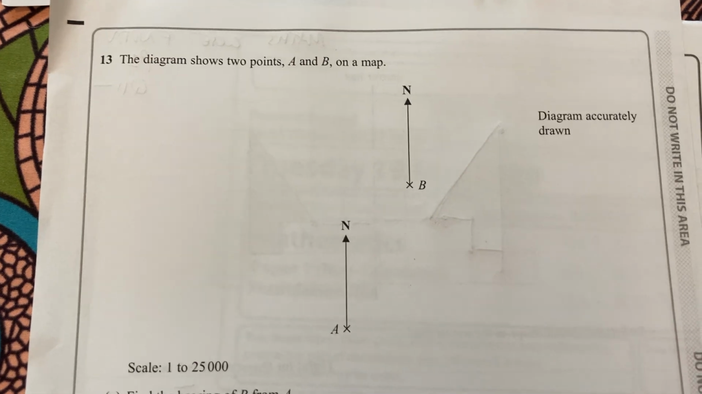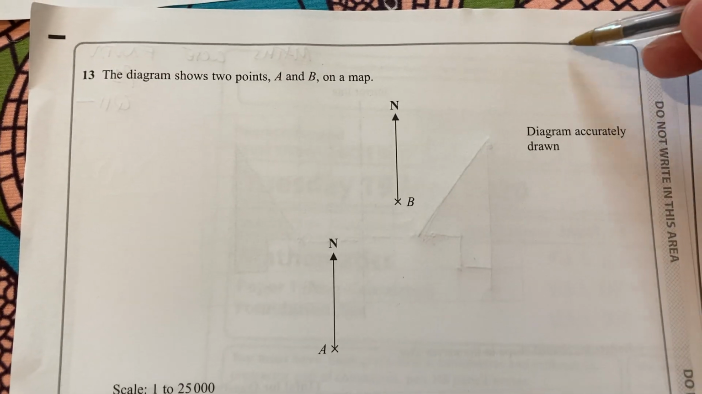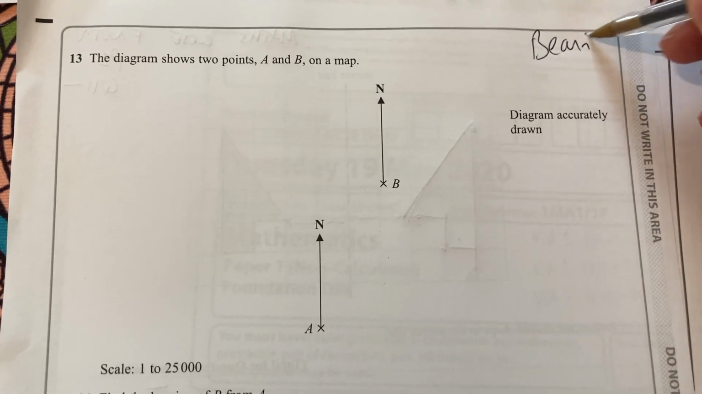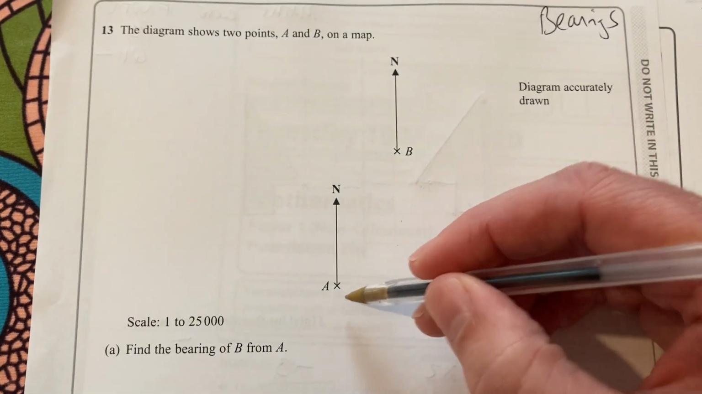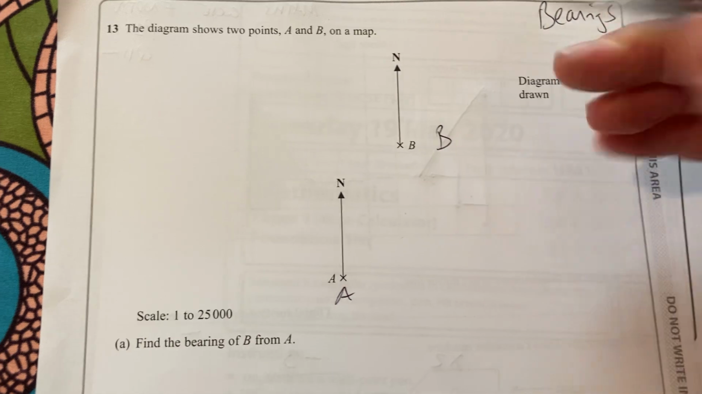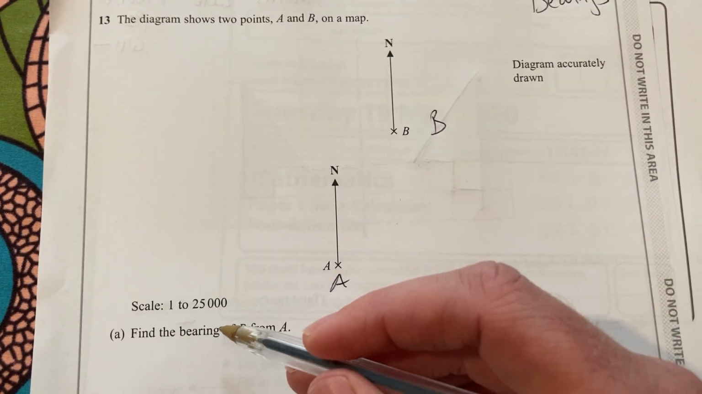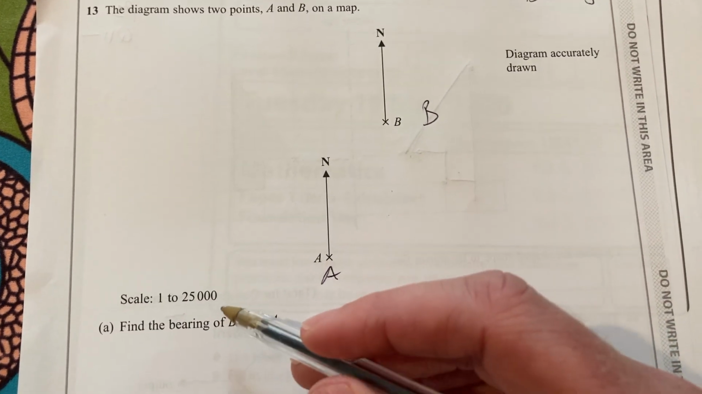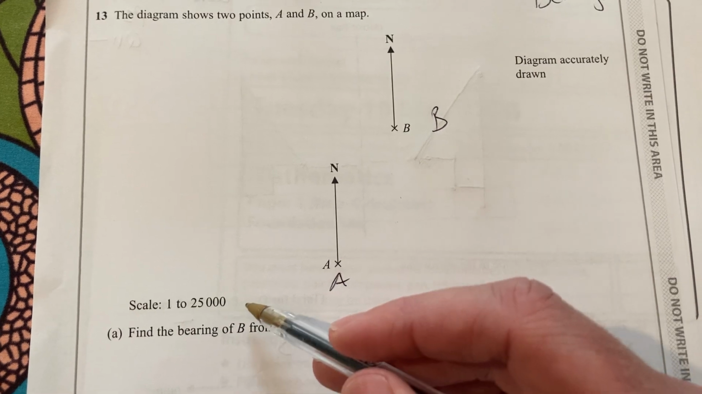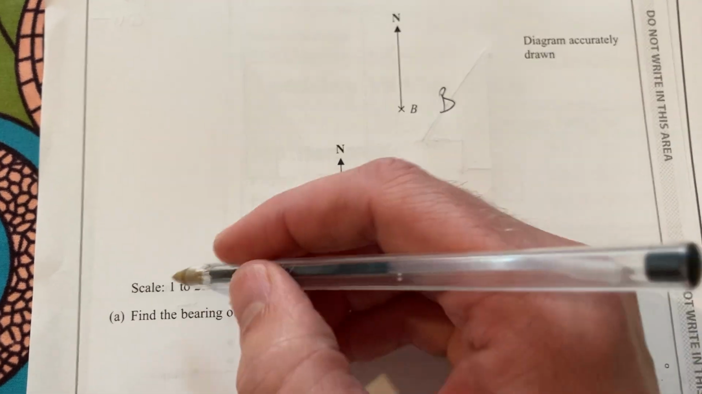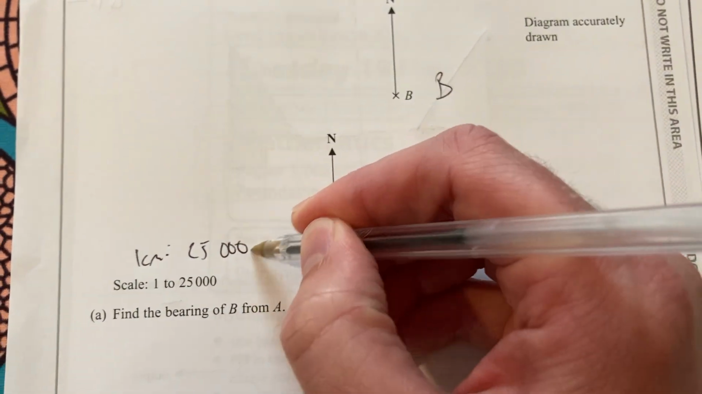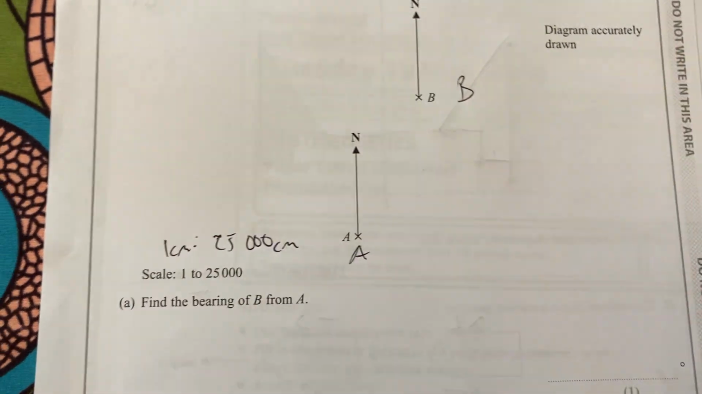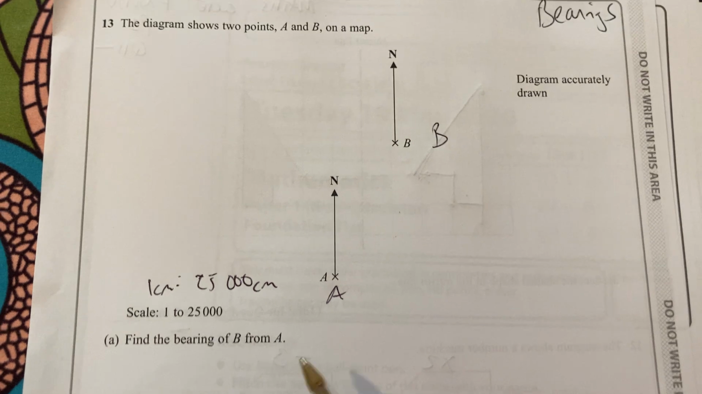This is a bearings question. So the topic there is bearings. And we have A here, and we have B there. And we have a scale. So 1 to 25,000 means 1 of anything in real life would be 25,000 of that. But we can choose to use 1 centimeter to 25,000 centimeters. Okay? So find the bearing of B from A.